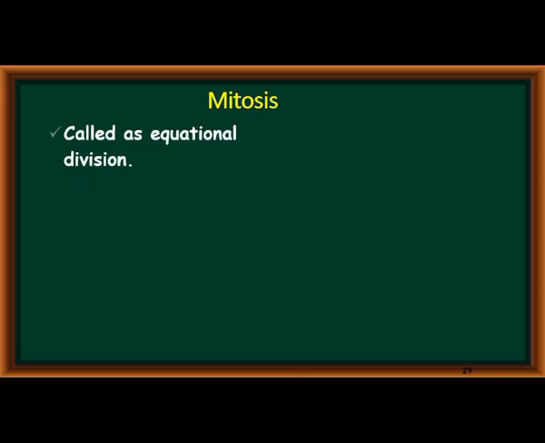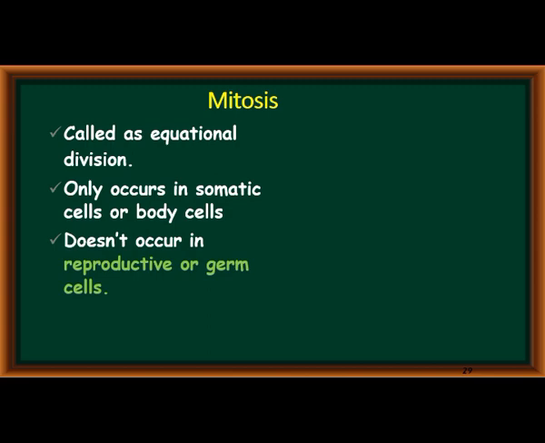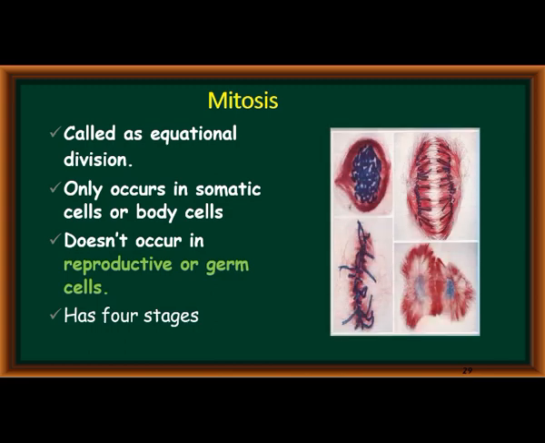Why is mitosis called equational division? It is because in mitosis, the number of chromosomes remains the same in the parent cell as well as in the daughter cells. Now, where does mitosis occur? Mitosis occurs in the somatic cells or body cells. Mitosis does not occur in the reproductive or germ cells. Mitosis consists of four stages.